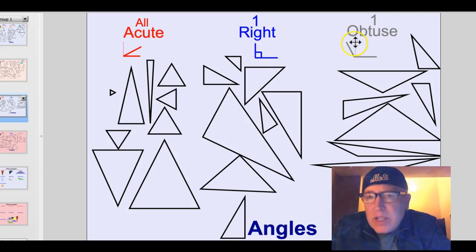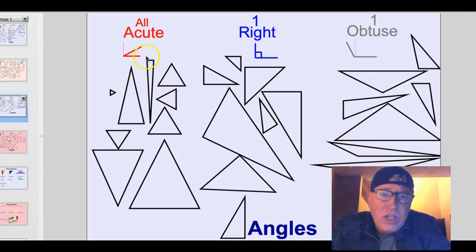An obtuse angle is anything greater than 90, so I put a little dotted line in here to show you that it's a 90. Any angle that is formed that is greater than 90 degrees is an obtuse angle. So look at these triangles that I put down below it.